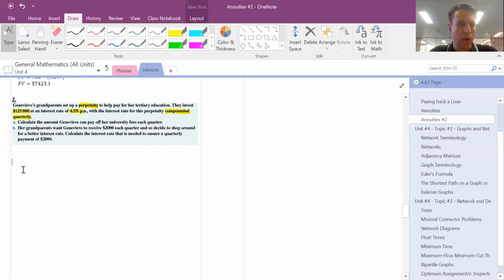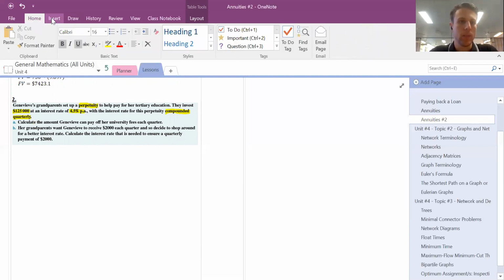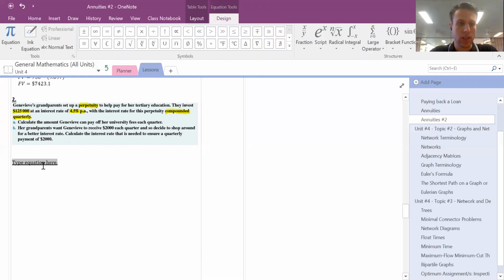So, firstly, calculate the amount Genevieve can pay off her university fees each quarter. So we're looking for the amount of payment, we're looking for M. Now we know our perpetuity formula, and I'll go and insert another equation for this. Our perpetuity formula is A equals M on I, where M is our payment and I is our interest rate.